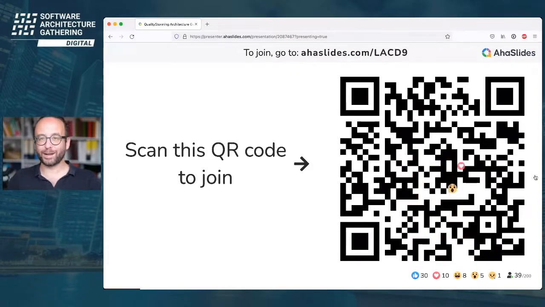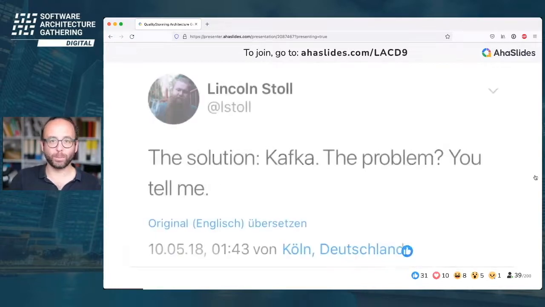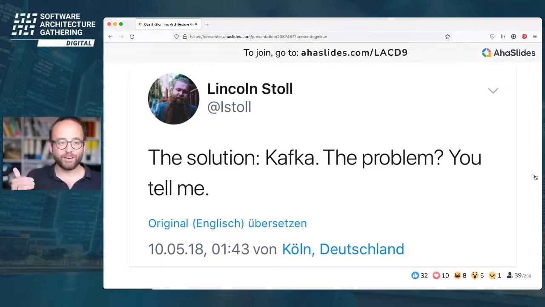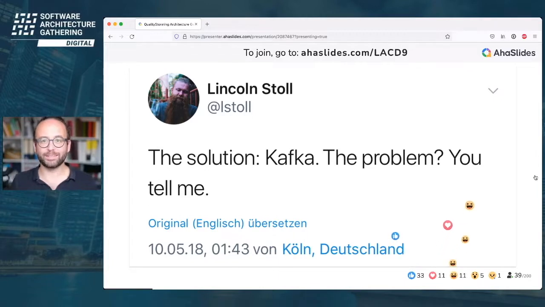A couple of years ago, I saw a really funny tweet by Lincoln Stahl, and Lincoln wrote down, "The solution: Kafka. The problem: you tell me." And this is something that I see very, very often when I talk to teams developing software, writing code, and discussing technological options, architecture options, certain architecture patterns. There's a lot of passion and emotion sometimes involved in those discussions.